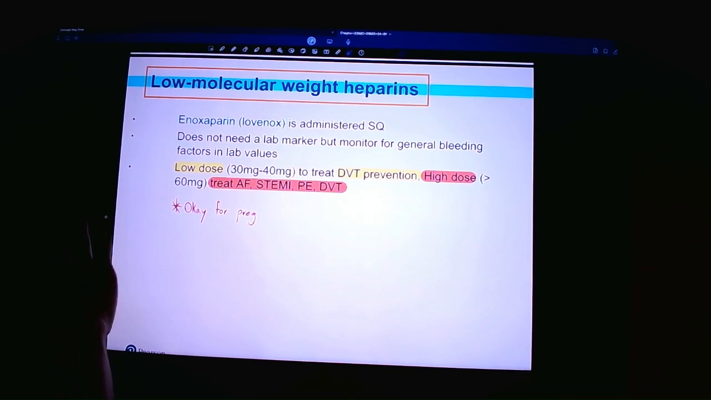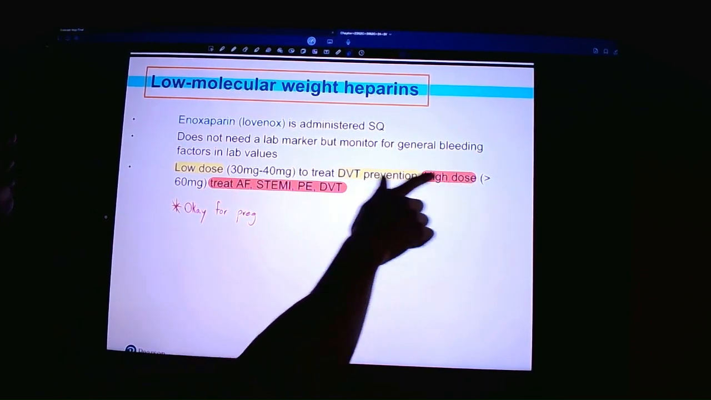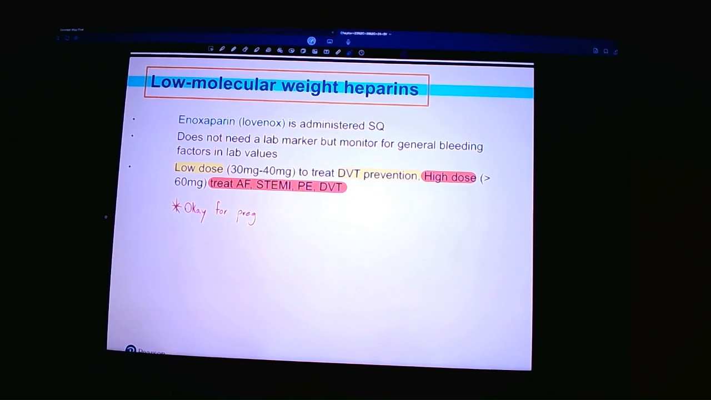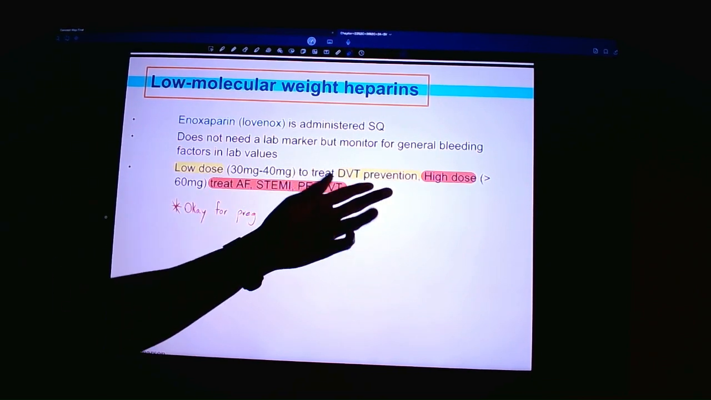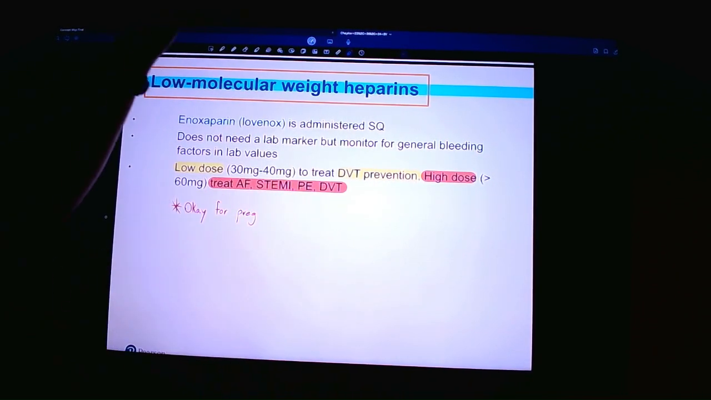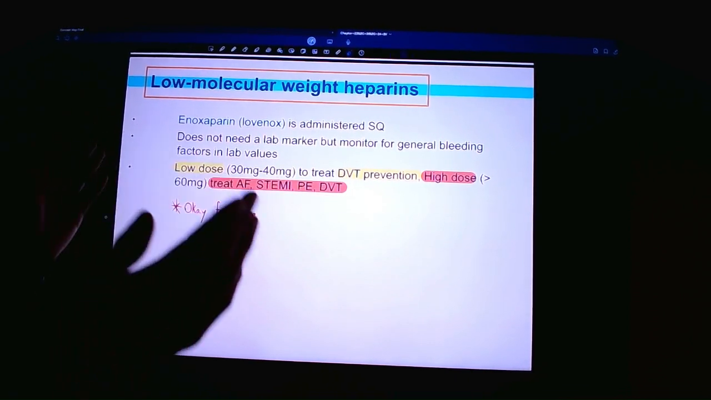There's no real need for a crazy lab marker, but you still want to watch out for general bleeding factors and lab values. That basically means, I would imagine, PTT and PLT, right? Because that's what's helping us out with that. Low dose DVT prevention makes sense because we already talked about that's what heparin is used for regularly. So Lovenox is the same thing.